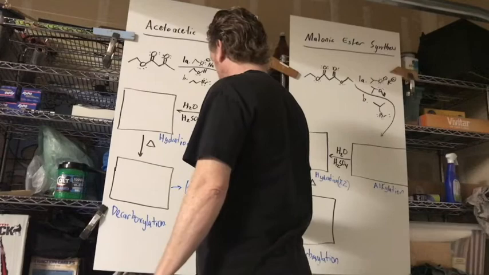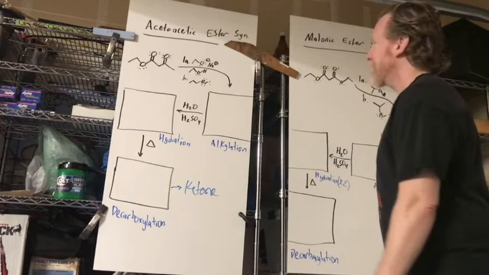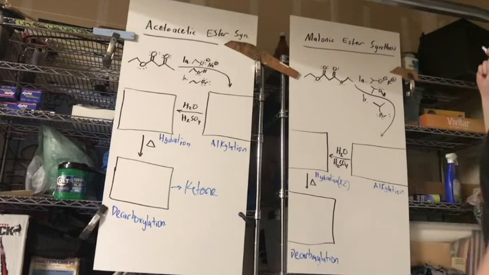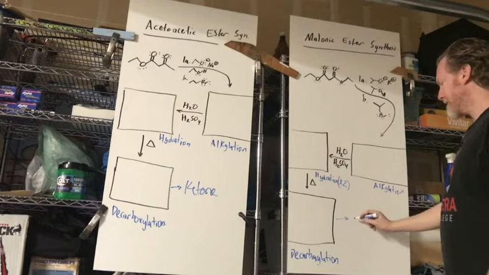Now, the reason why I don't like the name is it sounds like you should wind up with an ester, huh? Because it's ester synthesis, but you wind up with a ketone. But you don't even need to know this name to fill in these boxes and understand it. All right, then there's the malonic ester synthesis. And again, this nomenclature is funny to me because you're not going to wind up with an ester at the end. At the end, you're going to wind up with an acid.